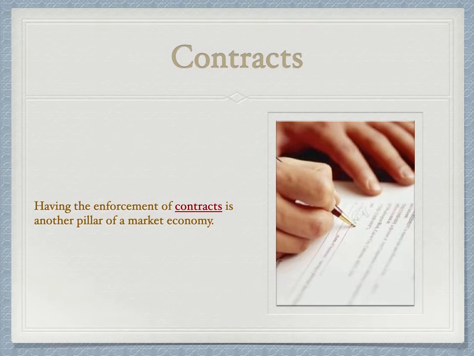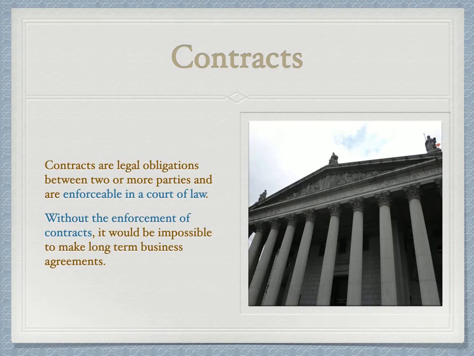But because the US government backs up contracts with the rule of law and with the court system, people feel like they can trust a contract with someone because they have recourse. If it doesn't work out the way they want, they can sue, take the other party to court. And we have laws and courts and a whole system set up to deal with this.